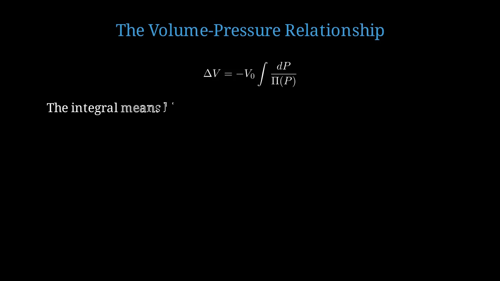Let's write down the relationship between volume change and osmotic pressure. The volume change delta V equals minus the initial volume, V0, times the integral of dp divided by pi of p. This shows the path-dependent nature of volume change. The integral here is crucial. It means the history of how pressure changes matters, not just the final pressure value.